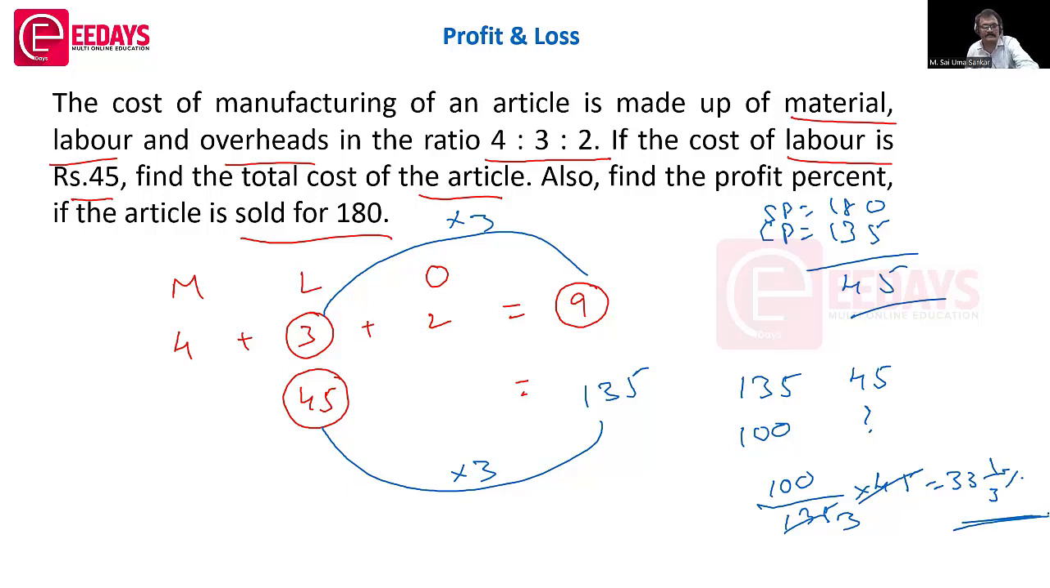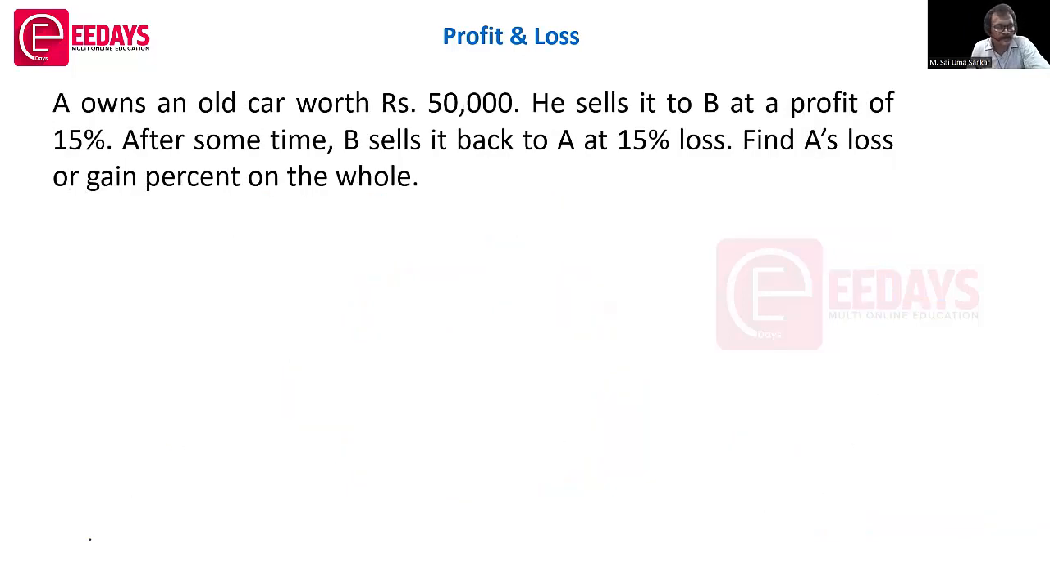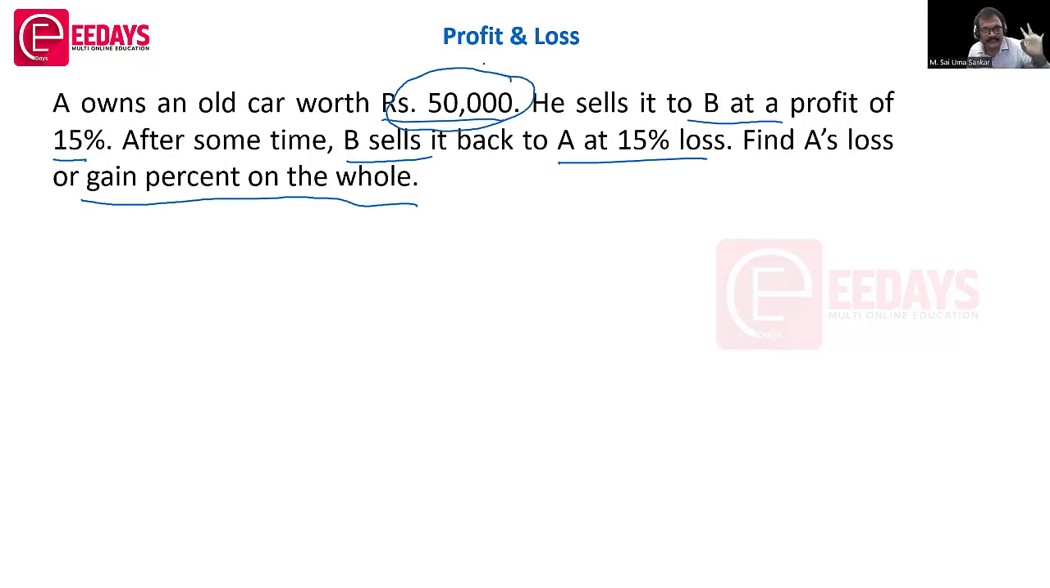Right? Next. A wants an old car worth 50,000 rupees. He sells it to B at a profit of 15%. After some time, B sells it back to A at 15% loss. Find A's loss or gain percent on the whole. What is being asked here? Only the loss or gain percent. So here this 50,000 is totally immaterial. Leave it. If they had asked for the loss or gain amount, then we would find that out.